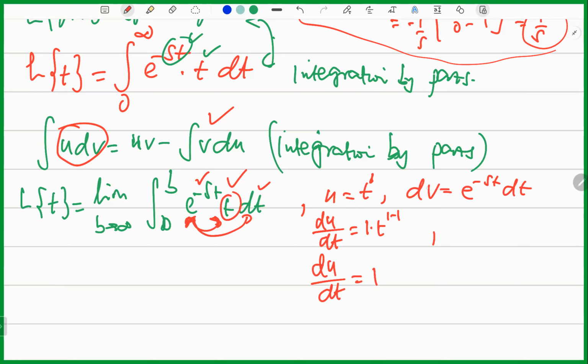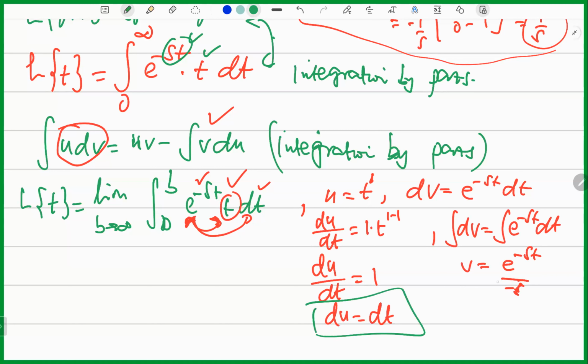Then from the dv part, you want to find v, so you integrate both left and right, dt. This video is being recorded, so you'll have access to all these things. If you integrate this one, it becomes e to the minus st divided by minus s, and that is exactly the v. Which means du equals dt. Okay, we got du, we got v. I'm just demonstrating how to find the Laplace transform of t.